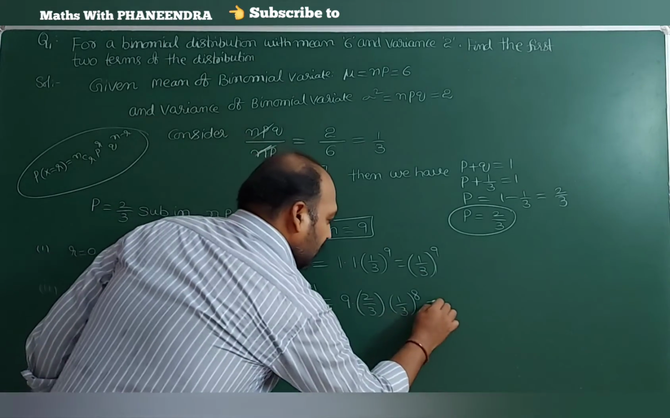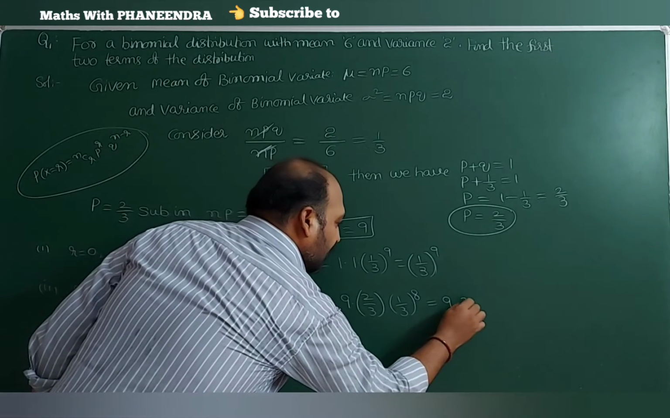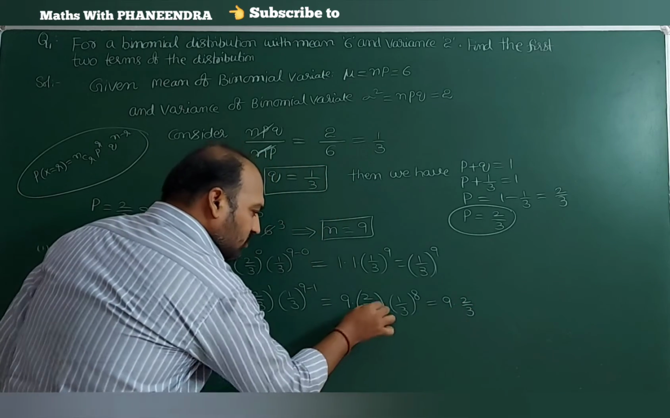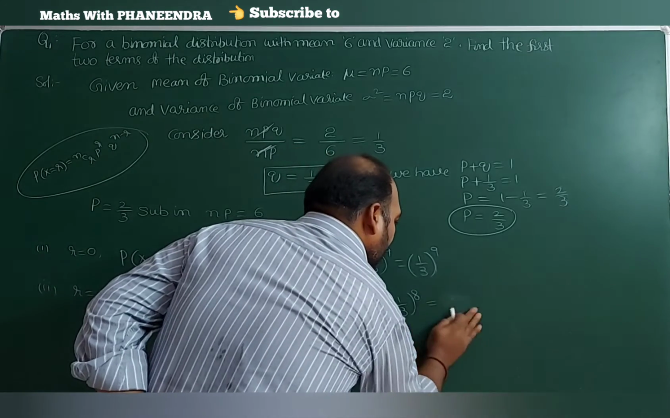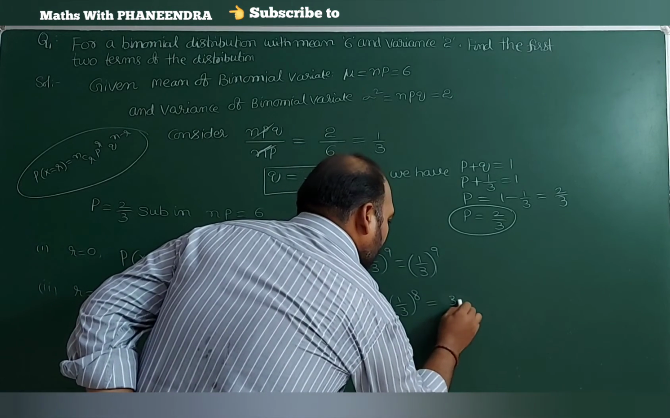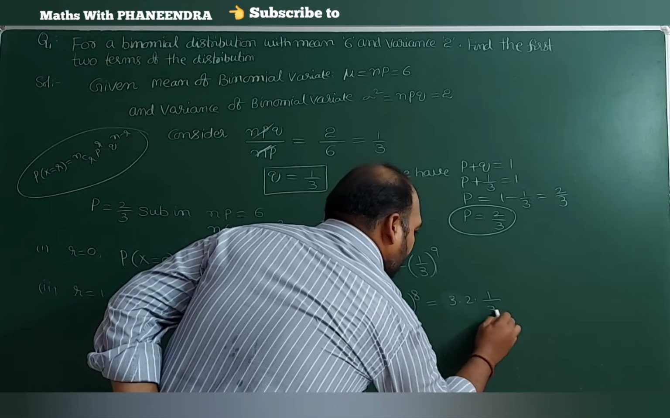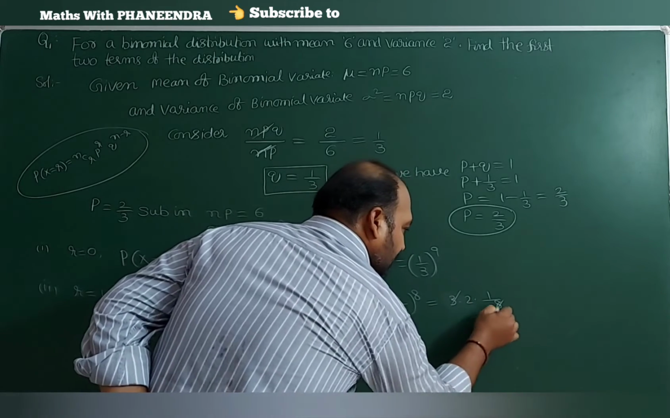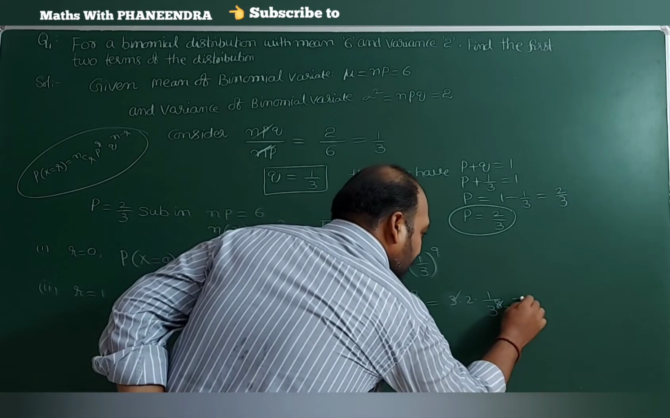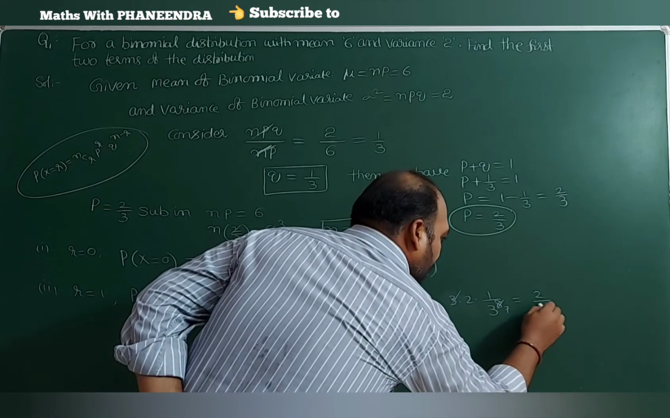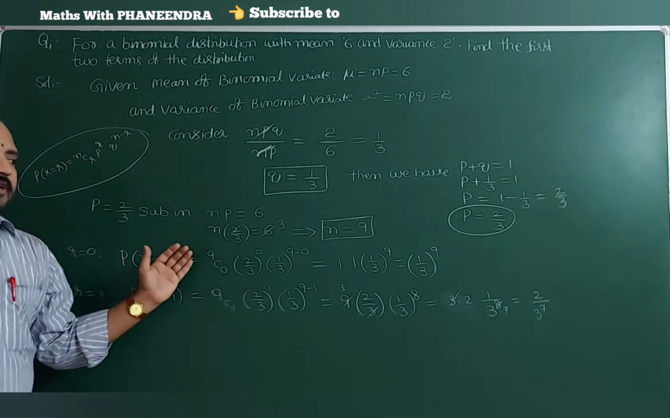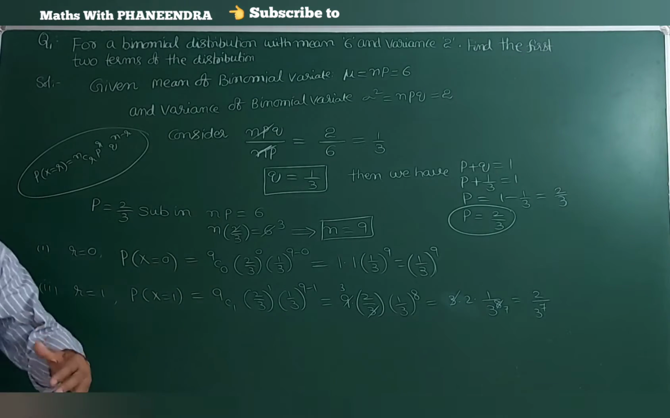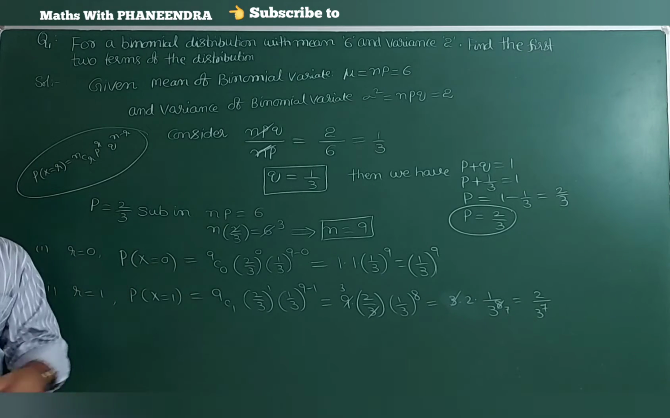This can be done as 9 into 2 by 3. So here also you can cancel it. 3 1s are 3, 2s are 2. So we can write directly 3 into 2 into (1 by 3) power 8. So 1 of the 3 cancels here, 3 power 7 times, 2 by 3 power 7. So this is about first term and second term. I hope you understand, dear students. We will move on to the next questions.